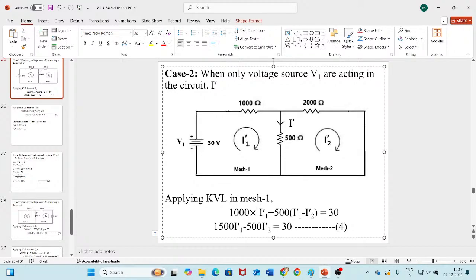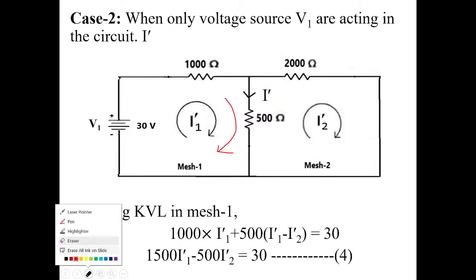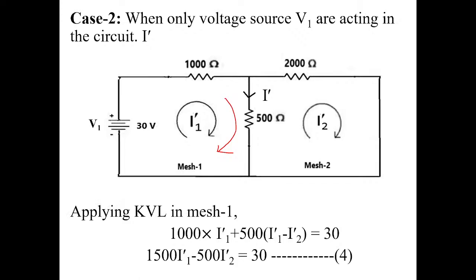So apply KVL in mesh 1. What do you get? 1000 into I1 dash, plus 500 into what? See, the current direction around this 500 ohms. This current direction is downward, and this current direction is upward, isn't it? Both are opposite. Opposite means differential current will flow through this 500 ohms.